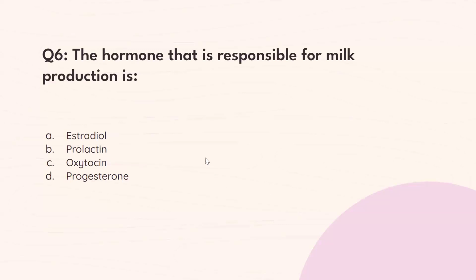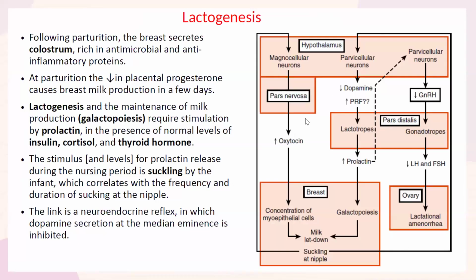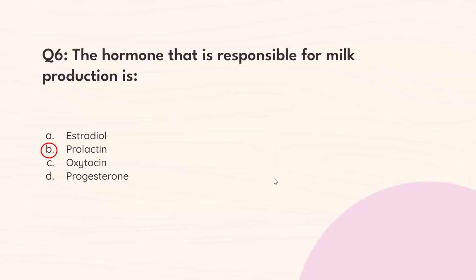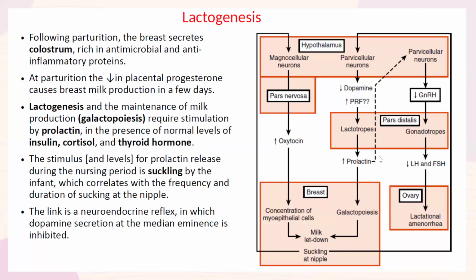All right, the hormone that is responsible for milk production is... What do you guys think is the important hormone here? B, prolactin. Yes, perfect. Let me just quickly go over this image right here. So we have our hypothalamus, right? The magnocellular neurons, they're going to stimulate the pars nervosa to release more oxytocin. Now the function of oxytocin is what? Hold on. Sorry, I'll just go over this part first and then we move on to the galactopoiesis. So the function of oxytocin is to basically stimulate the myoepithelial cells.